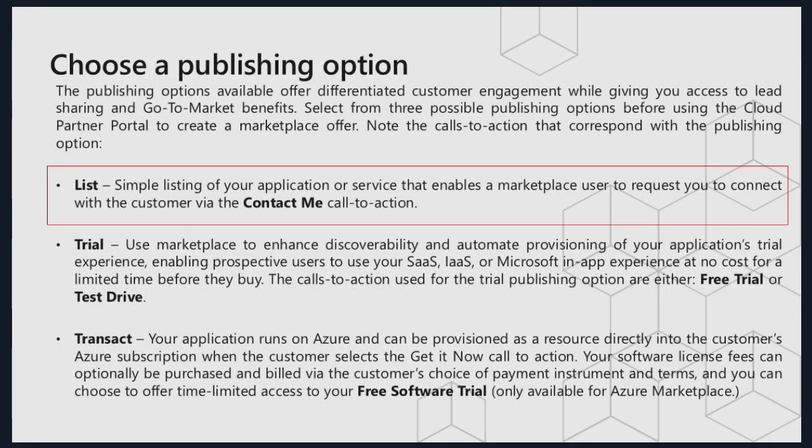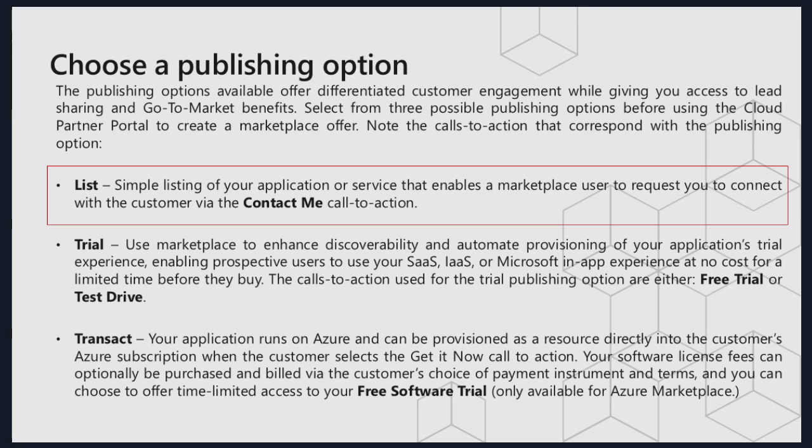And there are three different publishing options: list, trial, and transact. In the list option, the application will be listed on Marketplace to increase your visibility and use your Marketplace benefits. This is the easiest way to publish and list your application on Azure Marketplace. And today, we will talk more about this option.